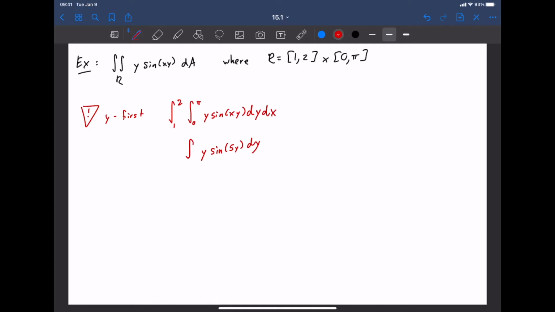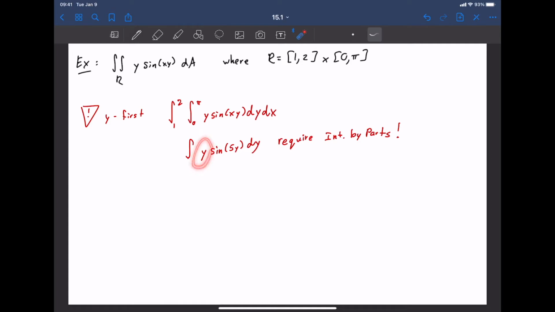This would require integration by parts. The x doesn't help you. The x doesn't make it easy, doesn't make it hard. It just would require integration by parts. There is no help there.